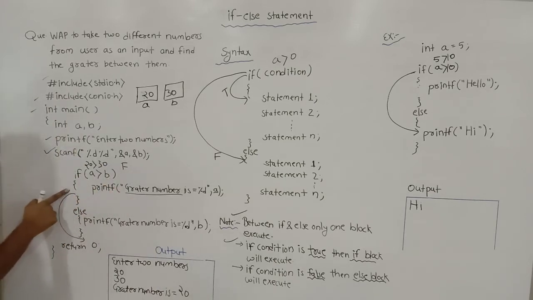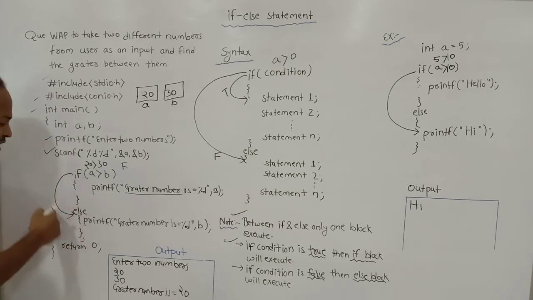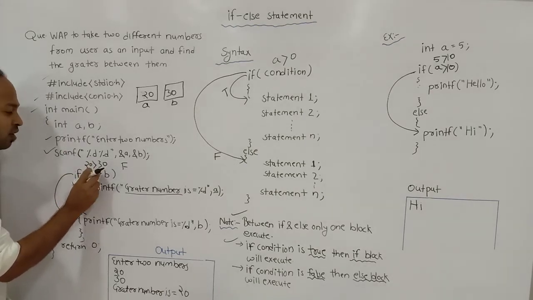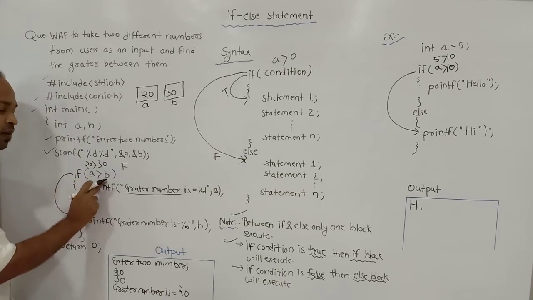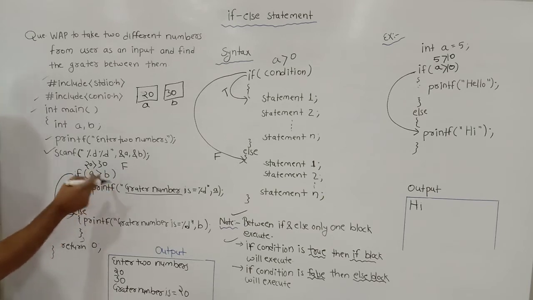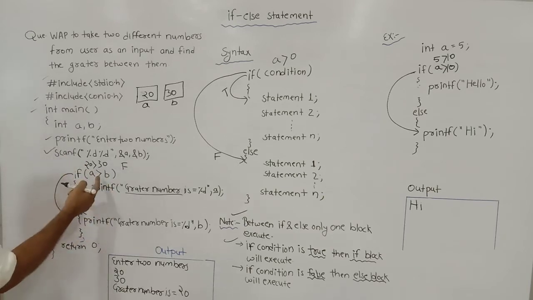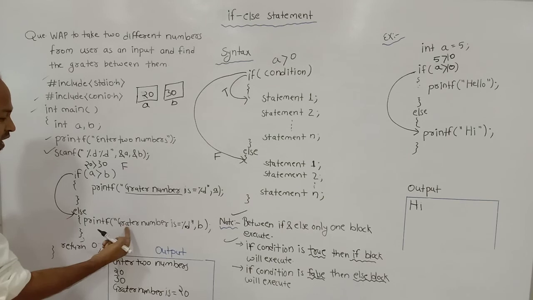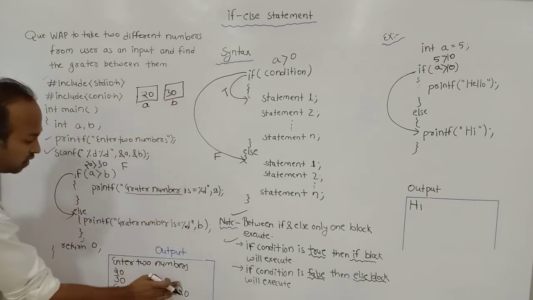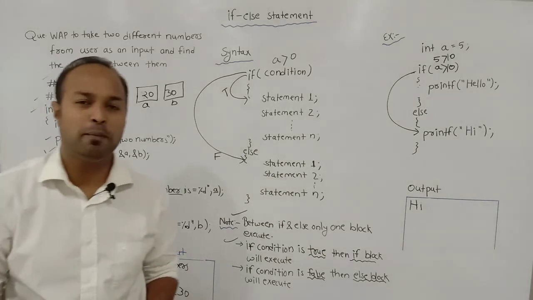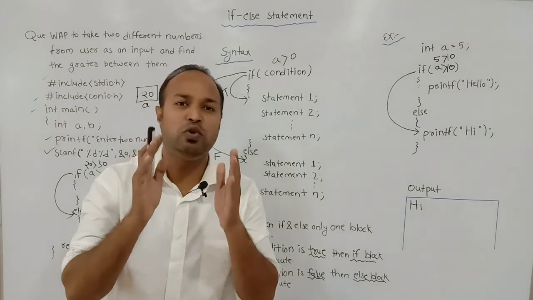If this condition is false, then what will happen? We jump to the else block. If this condition is false, it means A is smaller and B is greater. And we know that B is greater, so we are printing greater number is B. So it will print greater number is B. The value of B is 30, so it will print 30. So friends, this is a simple program to find the greater of two numbers.